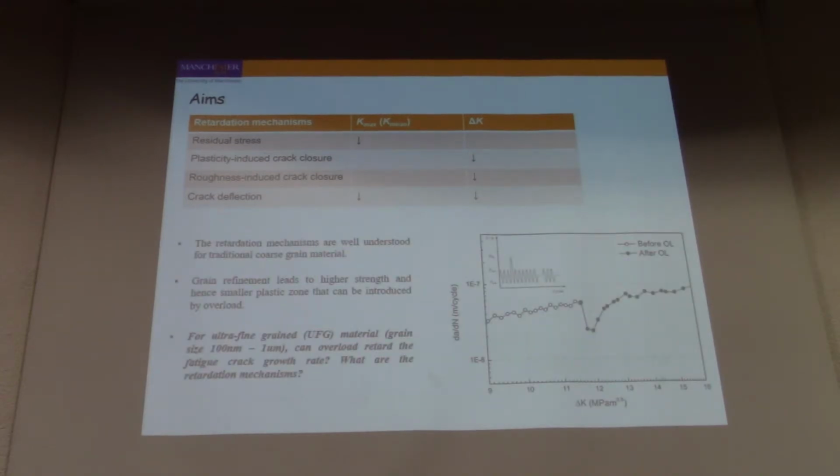So traditionally, for the coarse grain sample, the retardation mechanisms are well understood. But for ultrafine grain material, the grain refinement can lead to higher yield stress and then a smaller plastic zone. So we wonder, can overload retard the fatigue crack growth rate? And if so, what are the retardation mechanisms?